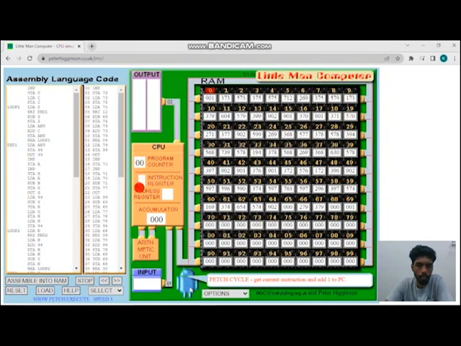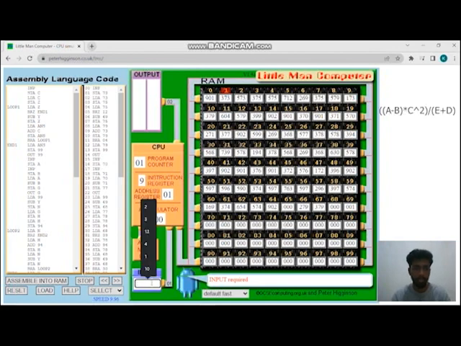We have to run it. First it will ask for input, and I am going to do C square first. So my input will be 5. As you can see, it has 5. It has already given the output of 5 square, which is equal to 25.